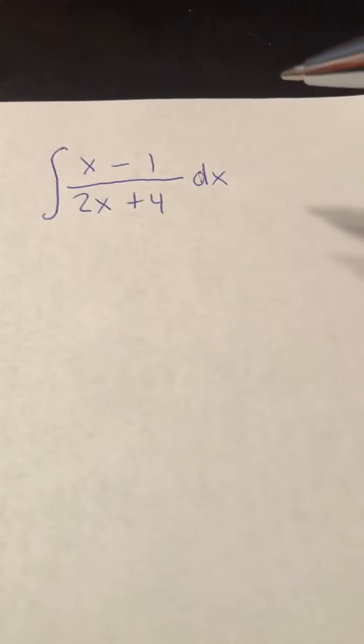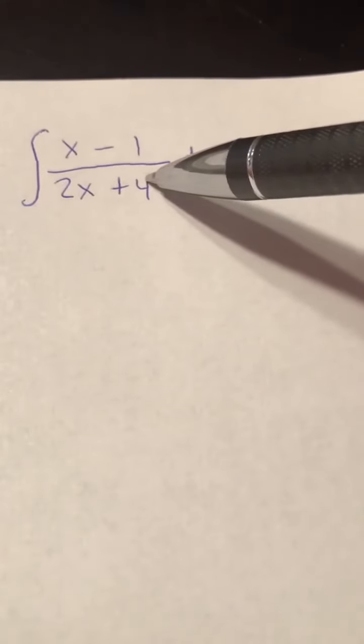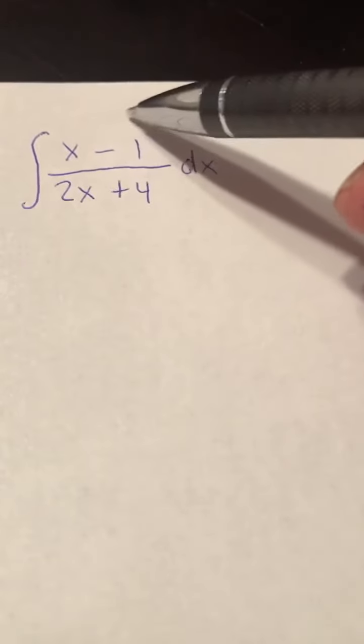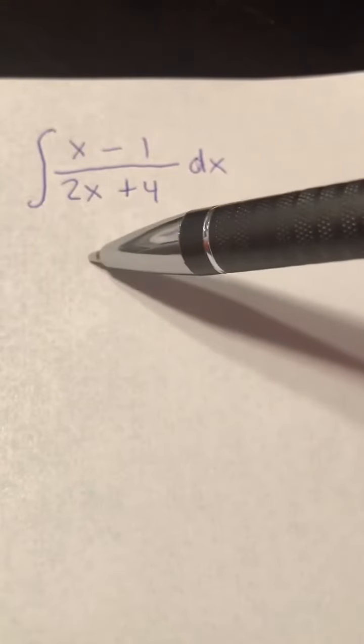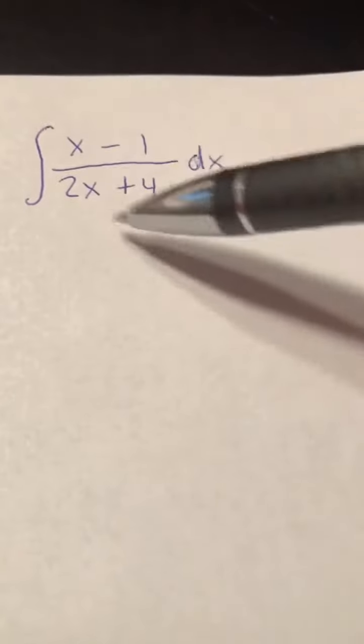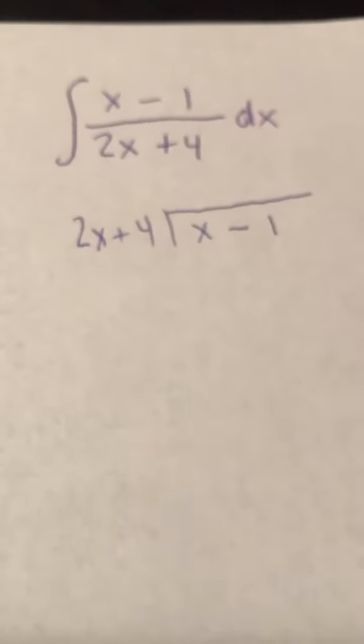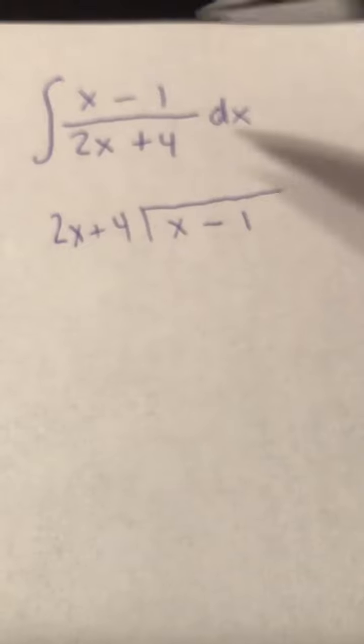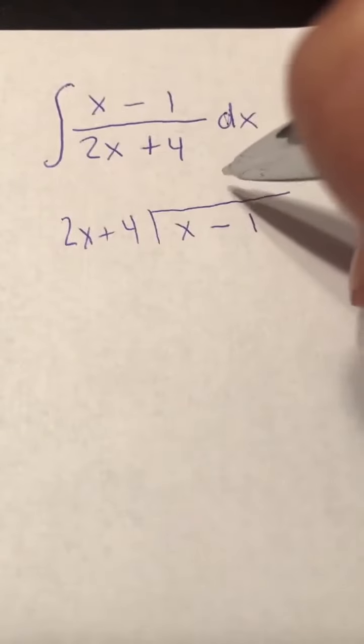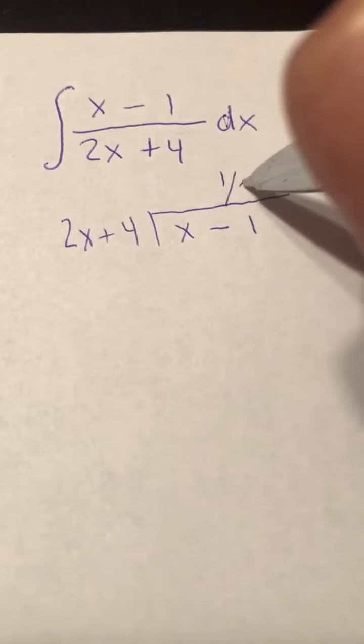Okay, so the first one we're going to do, notice how this denominator is not just one term. And if I made u equals x minus 1 or u equals 2x plus 4, it doesn't really do anything to this problem. So we have to do something called polynomial long division. So you take the 2x plus 4 and you're like, how does this get divided into x minus 1? Well, how many times does 2x go into x? Well, that happens half the time, right?